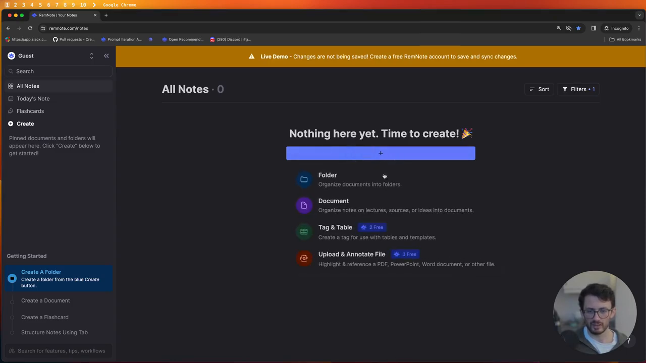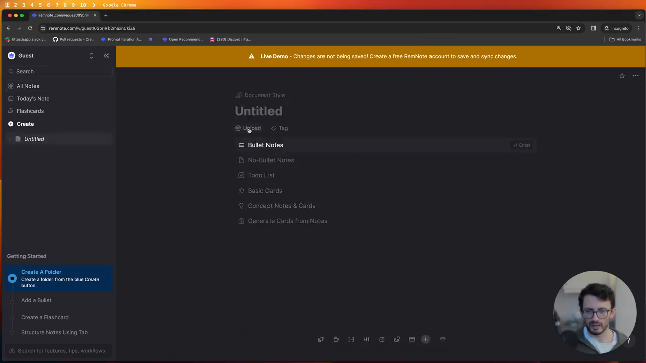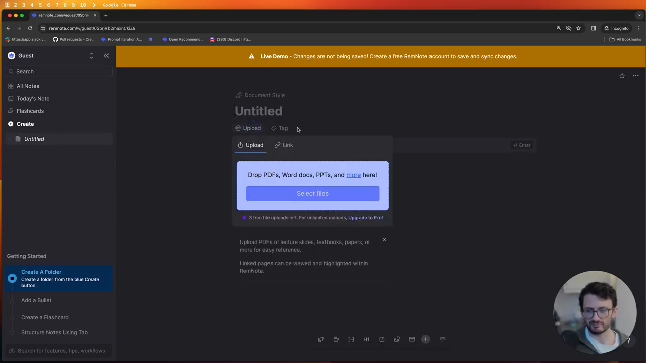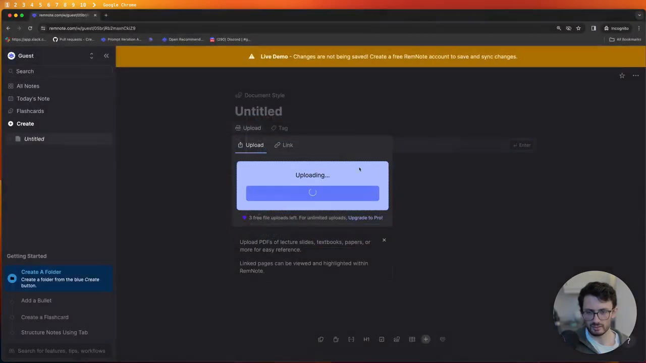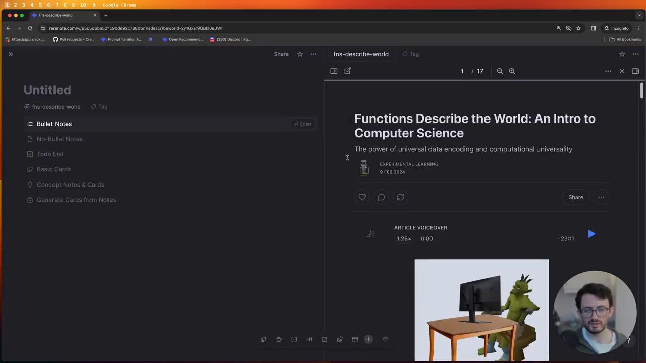The first thing I'll do is create a new document. I've exported the article that I wrote as a PDF, and I'll upload it into RemNote so that I can annotate the article and create flashcards that are connected to parts of the article. So here I'll select the article. Okay, great. So now I've got the article imported. I'll skip over the introduction and we can just get straight into creating flashcards from the more conceptual side of the article.